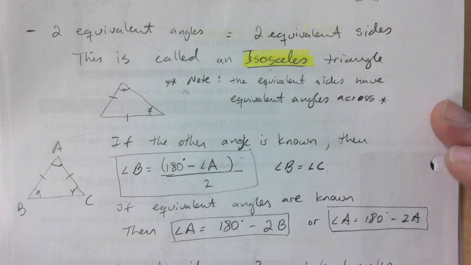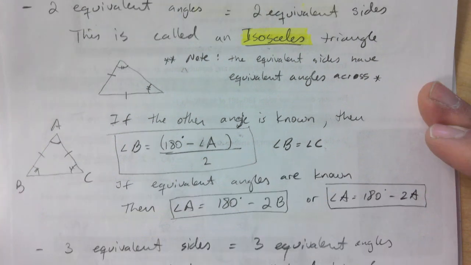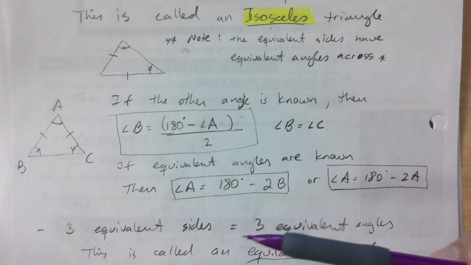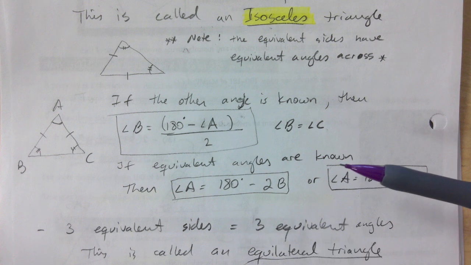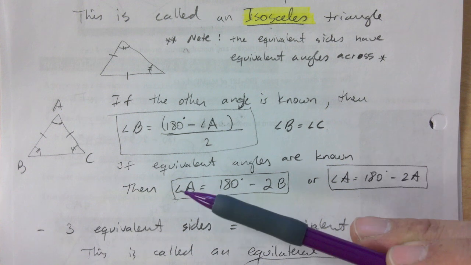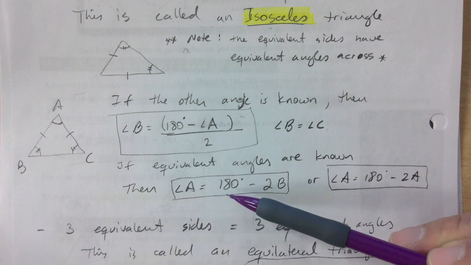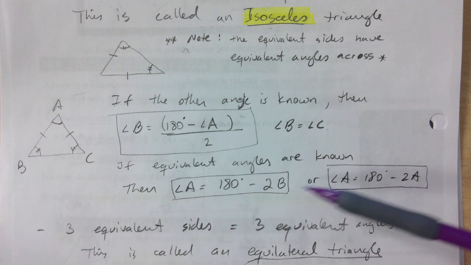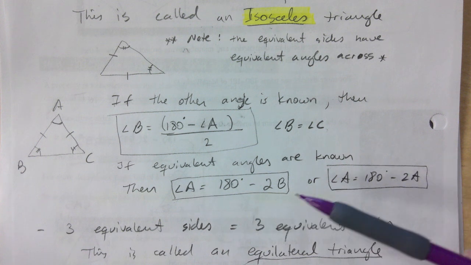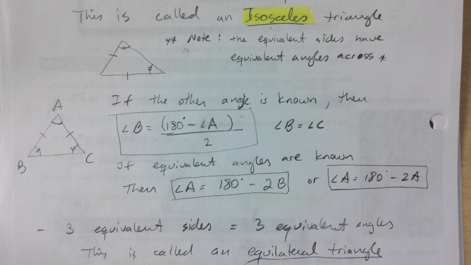On the other hand, if the equivalent angles are known, right, you can just go to find that other angle, you would just go 180 minus 2B or 2A. It doesn't matter because they are the same measure. They have the same measure. So isosceles is kind of a bigger component.